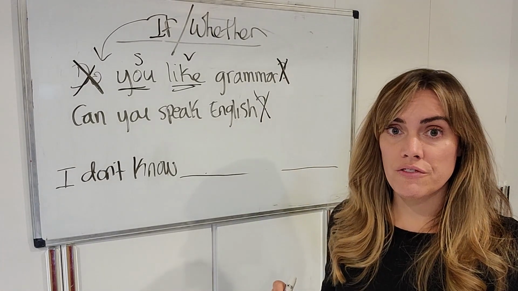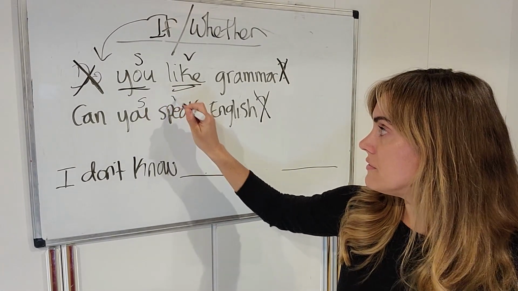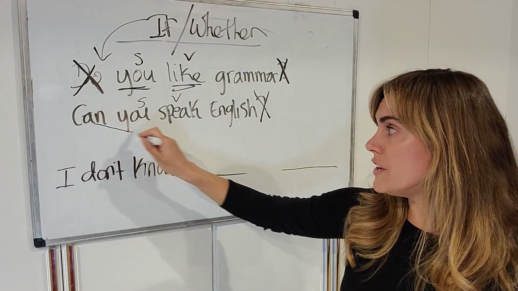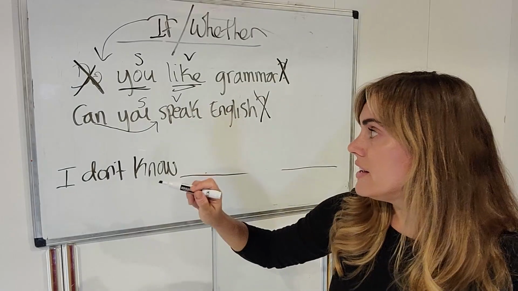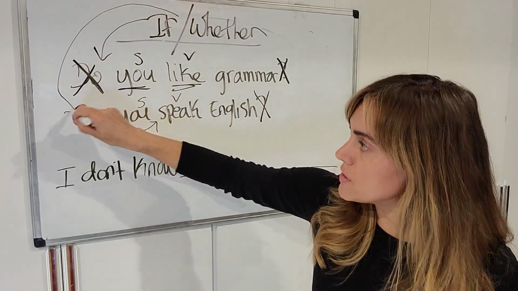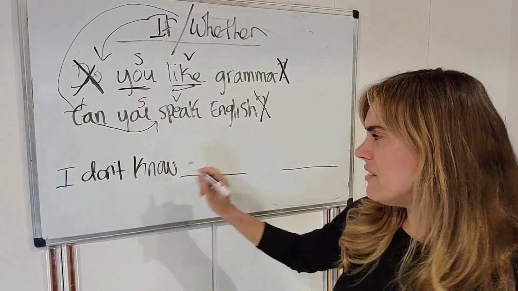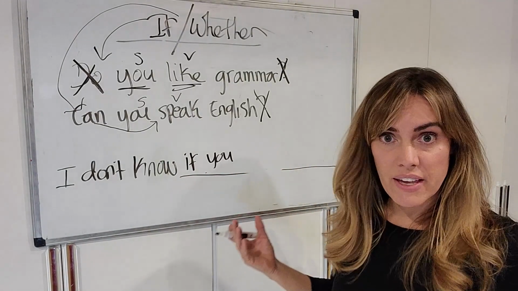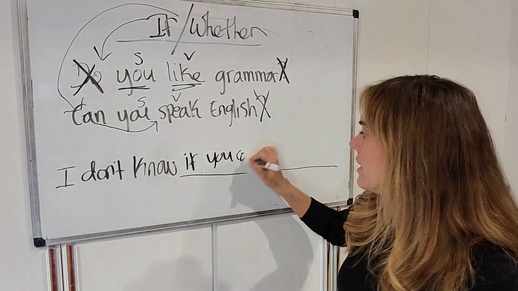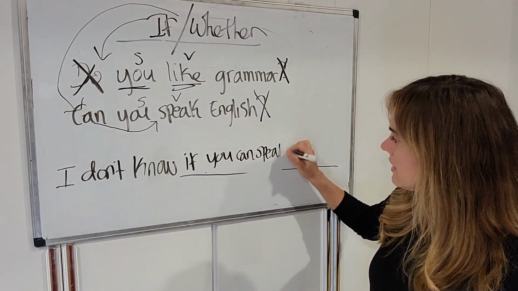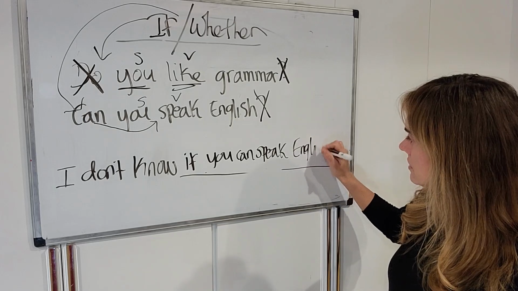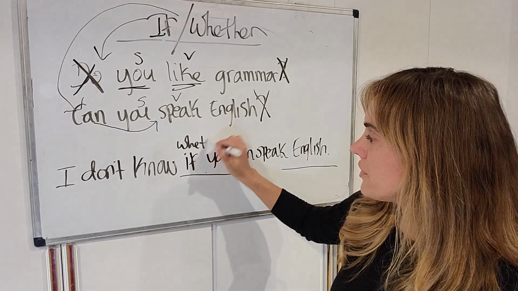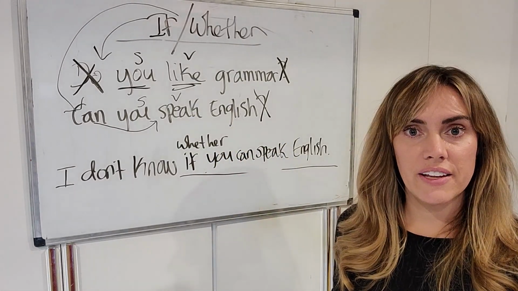Let's look for the subject and verb. Subject, verb, this is a helping verb. You can keep it, but you need to move it over here, okay? And then we add one of these words here. So, I don't know if you speak English or if you can speak English. I don't know if you can speak English. I don't know whether you can speak English.